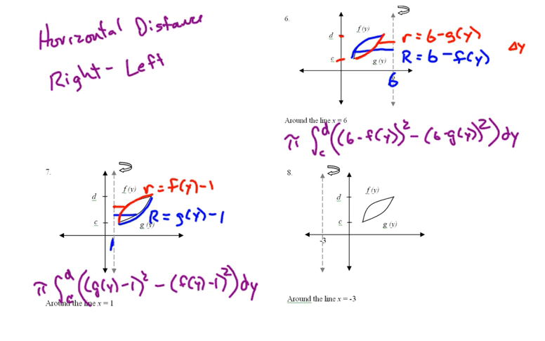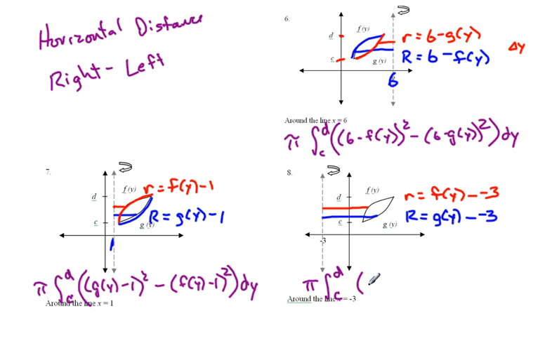All right, one last one. Right here, we're going to be drawing our radius all the way from -3 out to here. Big R equals my right function, g of y minus -3, and my little r goes like this. Little r equals f of y minus -3. We go to write our integral, pi. They get stacked up from c to d. My big radius simplifies to g of y plus 3 squared, minus my little radius, f of y plus 3 squared, the whole thing, times dy.